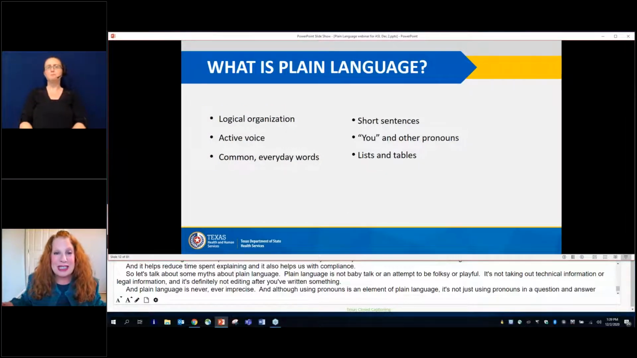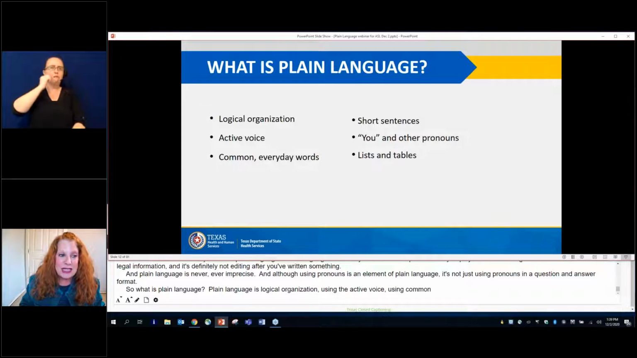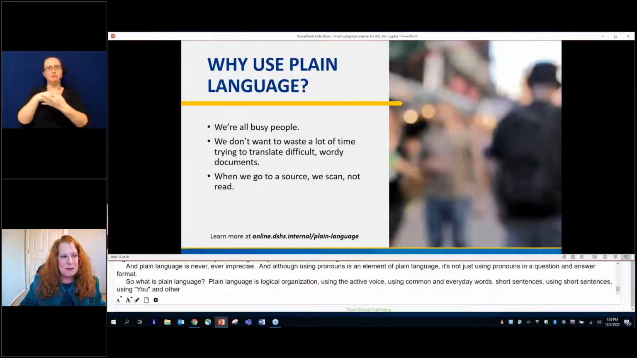So what is plain language? Well, plain language is logical organization, using the active voice, using common and everyday words, short sentences, using you and other pronouns, and using lists and tables. And we're going to talk about each one of these.